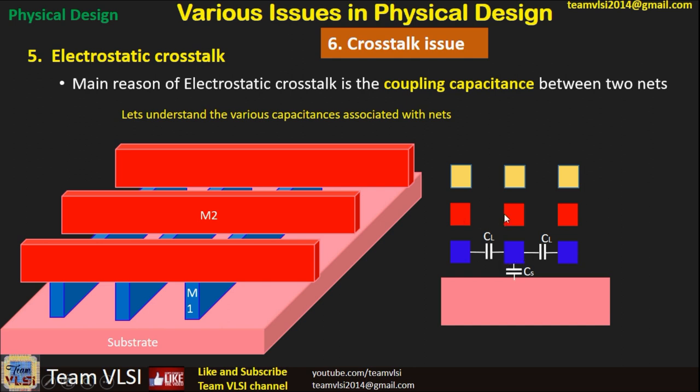So here also there will be lateral capacitance between metal 2 and metal 3. And next is the interlayer capacitance, CI. It forms between different layers of metals, like metal 2 and metal 1, metal 3 and metal 2, and so on. And it will also form if metal 2 is not present here, and metal 3 is directly over metal 1. Again, the interlayer capacitance will form. So these are the various capacitances which form between the substrate and metals, and between the metals and metals.